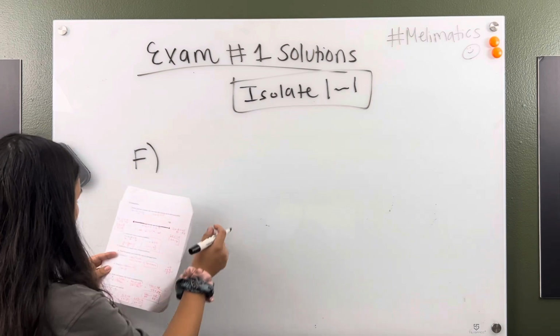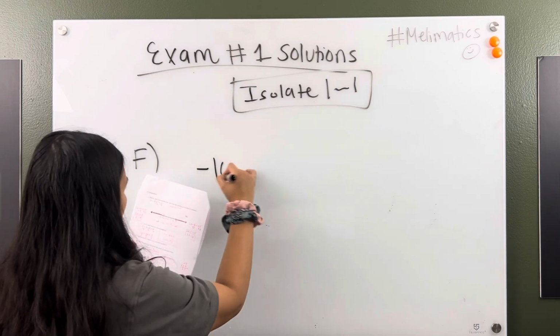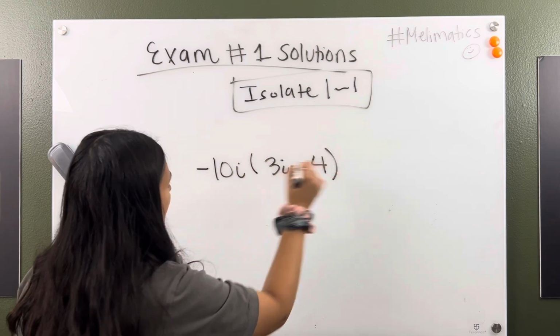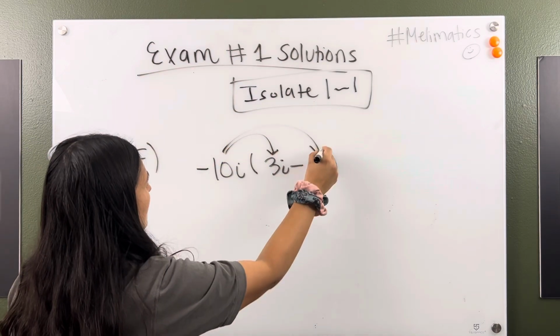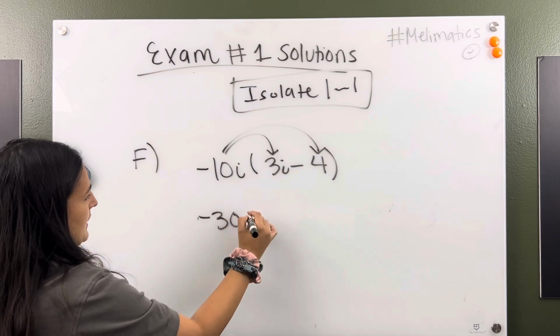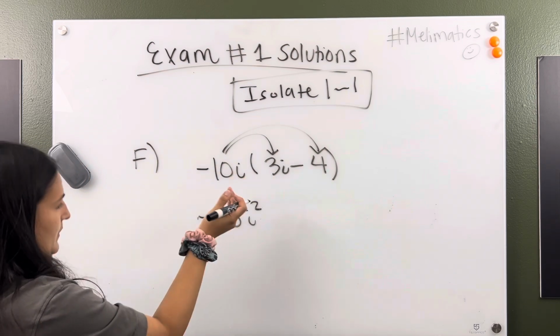So for the first part, it says, find the product and write the result in standard form. Okay, remember product means multiplication. All right, so what do we have here? This is definitely distribution, right? This is -10 times 3, which is -30, and i times i is i squared. Okay, great. The next part, distribute, keep distributing.